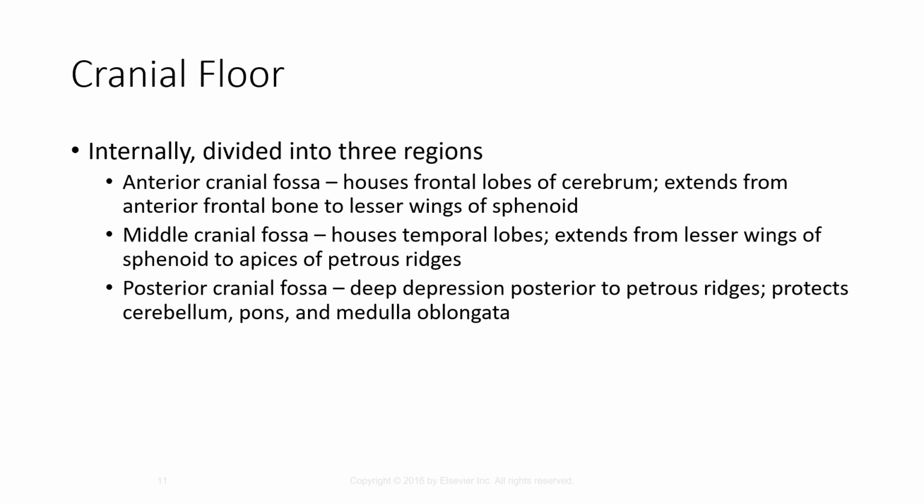So nice job. All right, our cranial floor, internally divided into 3 regions: anterior cranial fossa, middle cranial fossa, and posterior cranial fossa. So I just got done telling you that the only true cranial floor bones were the ethmoid, sphenoid, and left and right temporal bones. But now we've contradicted ourselves and we've included the frontal bone in the anterior cranial fossa, the frontal bone and the ethmoid bone, and then the middle is the sphenoid and the temporal bones, and then the posterior cranial fossa is the occipital bone. So now those are fossas, not necessarily the floor itself. So those are the spaces represented by the cranial floor.